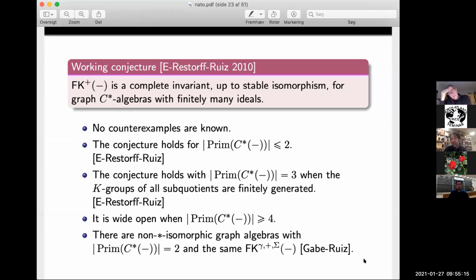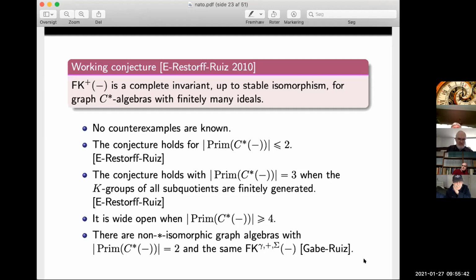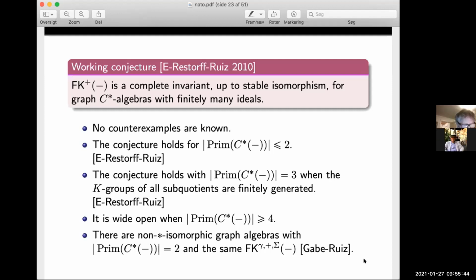But even if I have 4 points in my primitive ideal space, it's just wide open. The problem is that we have this mixture of things that are AF with things that are purely infinite. If you try a bootstrap approach to this, which was invented by Rørdam, you get stuck, and we weren't able to get very far. So I'm trying to reinvigorate this program a little bit and see if maybe we can do more. But at the moment, I would have to say that this is not so promising.